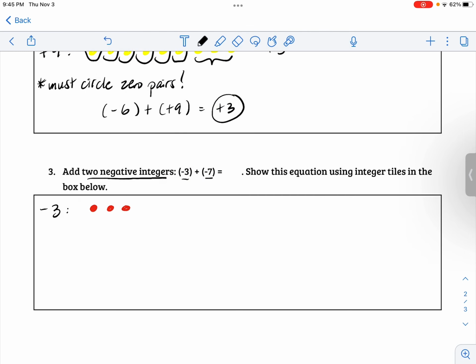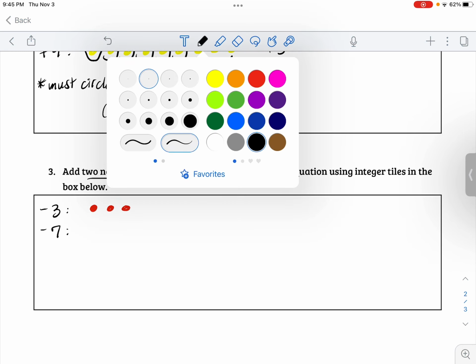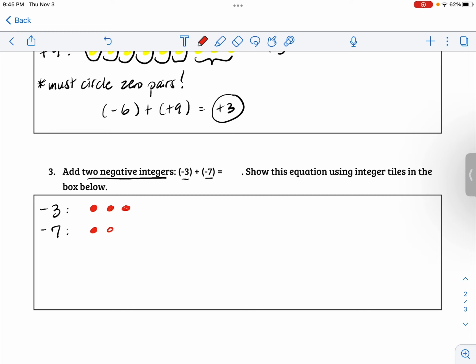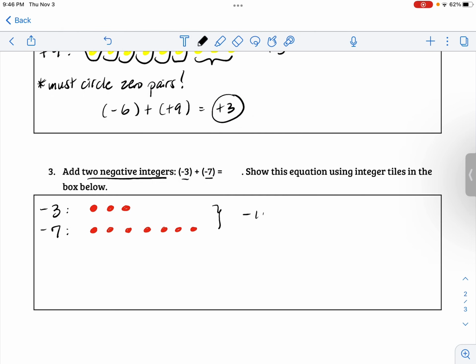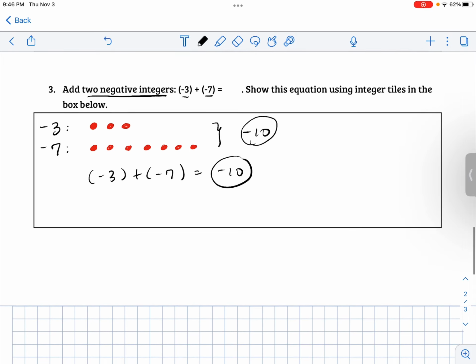And then how are you going to represent negative 7? You've got 7 red tiles. 3, 4, 5, 6, 7. We don't have to worry about zero pairs because they are two integers of the same sign. So you're simply counting the total number of integers you have there, which you know that you've got a total of negative 10 if you add them all up. You're going to rewrite the equation. Negative 3 plus negative 7 equals negative 10. Okay, you probably have a little bit of room down below.